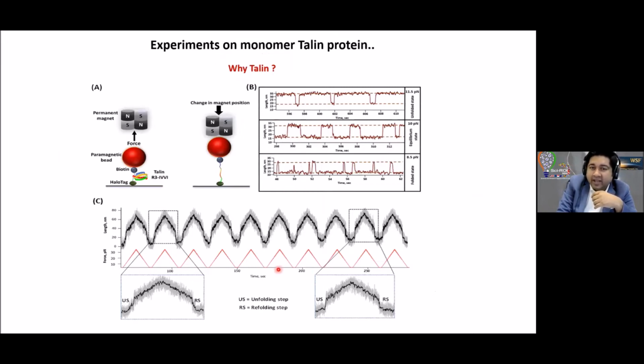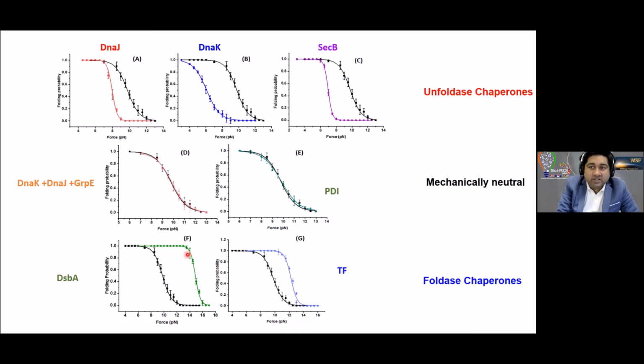In a very similar way as I calculated all the values from the 8 domains, I calculated them for a single domain. It is a little bit easier. When I did the experiment, I found the same result: DnaJ and DnaK work as mechanical unfolders. Trigger factor and PDI work as mechanically neutral. DsbA and trigger factor work as mechanical folders.